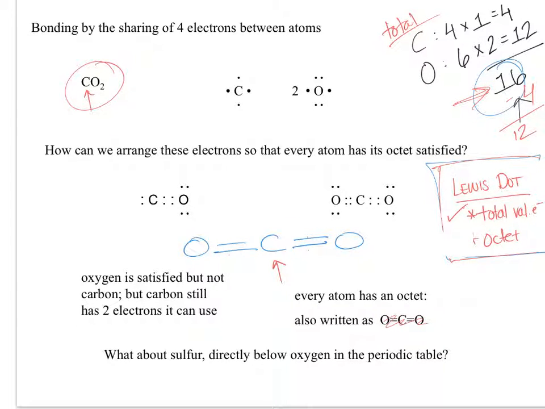Carbon, right now with just the bonds, carbon has 8 around it. Carbon has an octet. I can't give carbon any more dots for those lone pairs. But each oxygen only has 4 electrons around it. So each oxygen has room for 4 more electrons, and you can put them wherever you want to put them. But remember, you always put them in pairs.